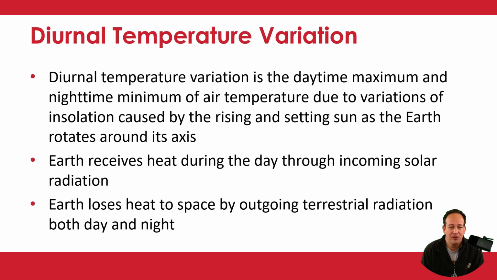So basically, we're receiving solar radiation throughout the day when our side of the Earth is pointed, facing the sun. But at night, we're no longer receiving solar radiation because we're pointed away from the sun. But throughout the day and night, we're still experiencing terrestrial radiation, where the Earth is releasing heat.